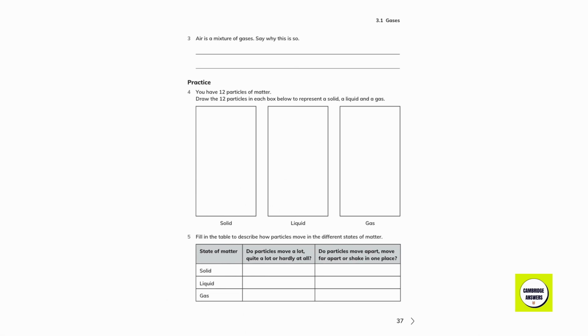Say why this is so. Air is a mixture of gases because it is made up of the gases nitrogen, oxygen, carbon dioxide, and water vapor. You have 12 particles of matter. Draw the 12 particles in each box to represent a solid, a liquid, and a gas.